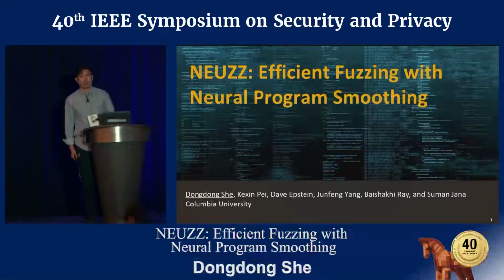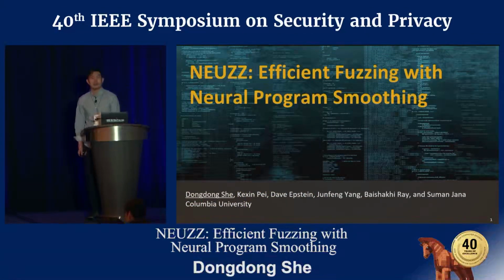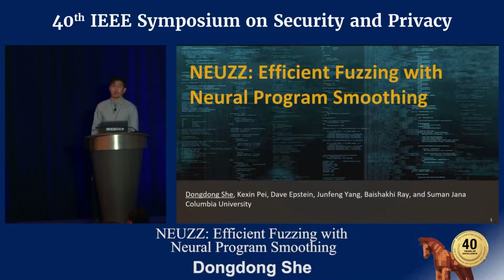Today I'm going to talk about a learning-based fuzzer called NEUZZ. NEUZZ is based on a neural network model and performs efficient gradient-guided mutation.